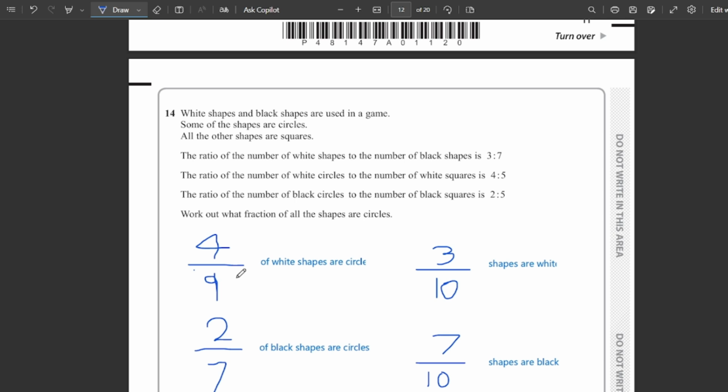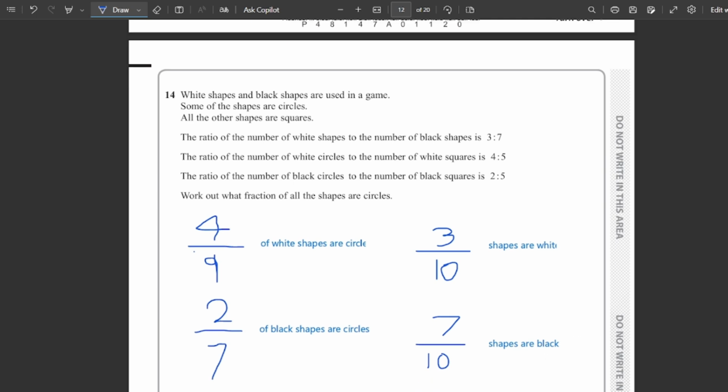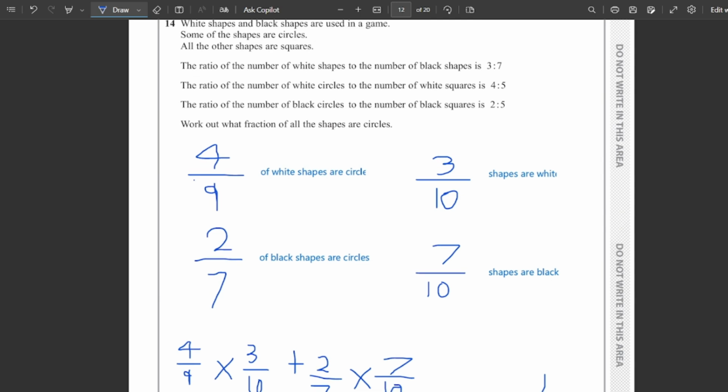And I sort of took this in like a probability approach. Like what the probability would be if these were all put in a bag and shuffled. So 4 over 5 of white shapes are circles, and 3 over 10 of the shapes are white. And 2 over 7 of black shapes are circles, and 7 over 10 of the shapes are black. So what you can do is, if you were to draw out a probability tree, I personally don't believe it's necessary for this question.